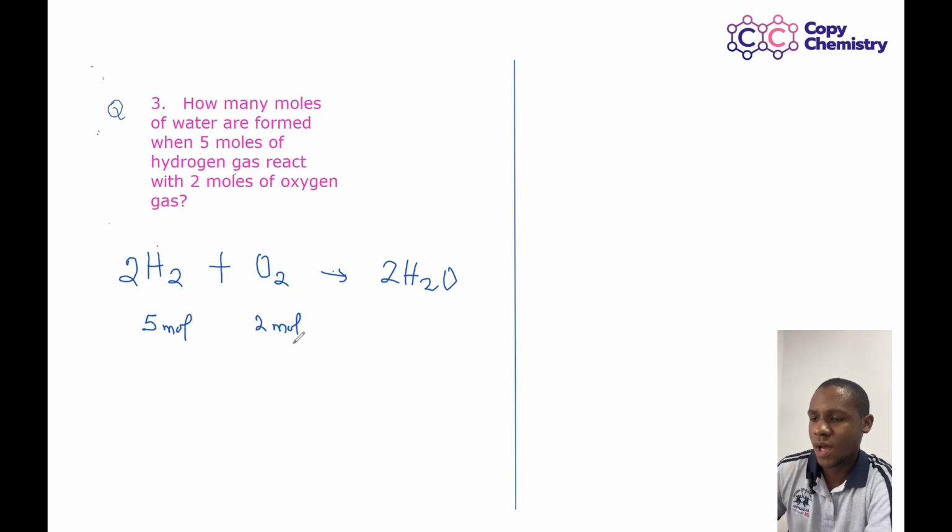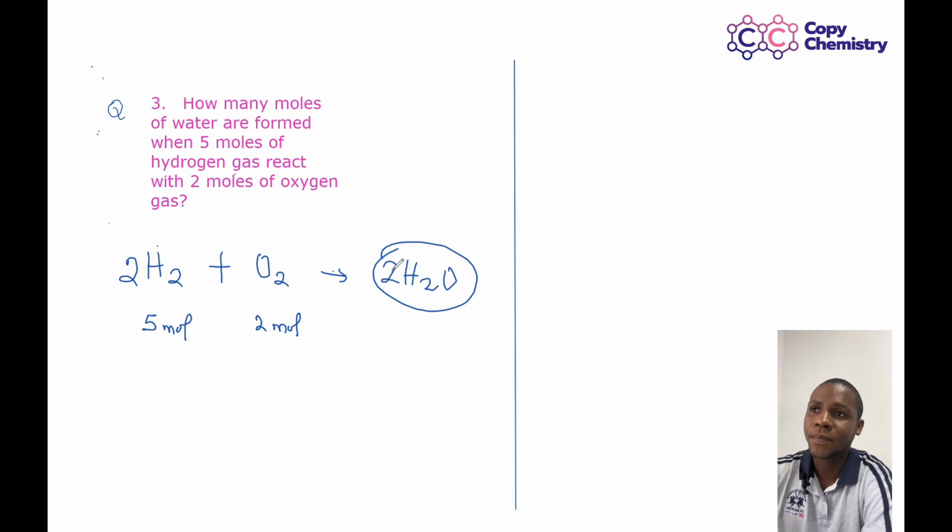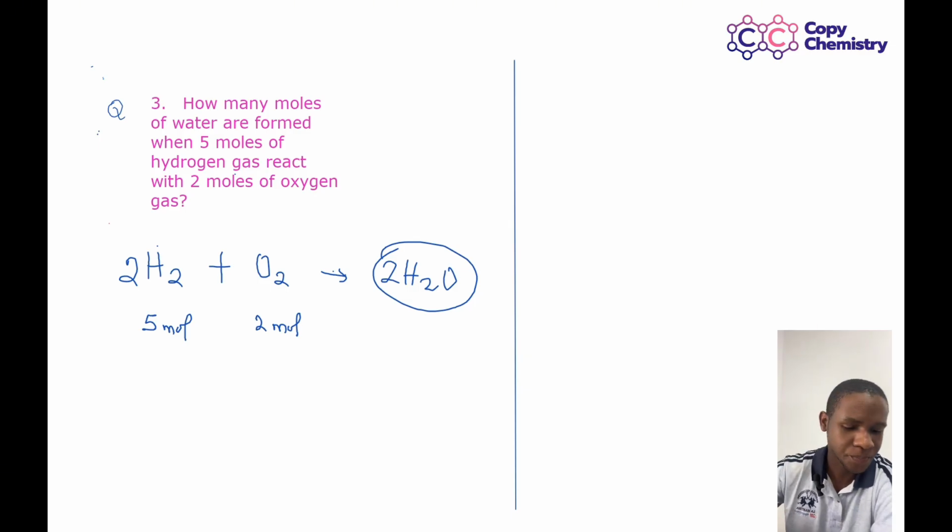Alright, so if this is all you have, and you're trying to figure out how many moles of water is formed, the first thing you need to ask yourself is, what do I need to compare with water? Do I compare hydrogen with water or oxygen with water? And the answer is you would need to compare the limiting reactant with water. So that's how it works. How do you then figure out your limiting reactant?